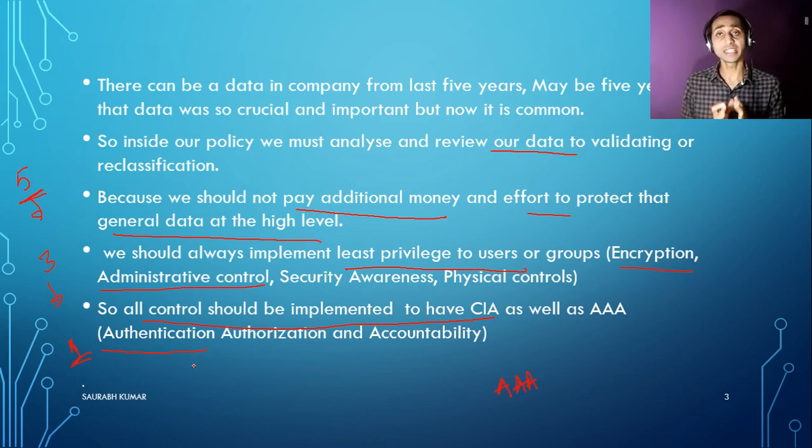So after maintaining these three things, authentication, authorization and accountability, you will be able to at least secure your data and your resources, and you can say that now my risk is very low, or it is 0% or 0.001%, like that.